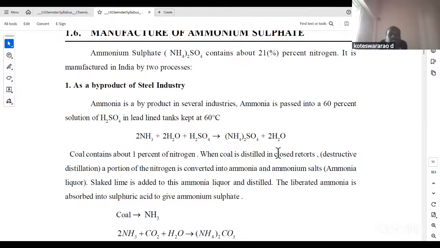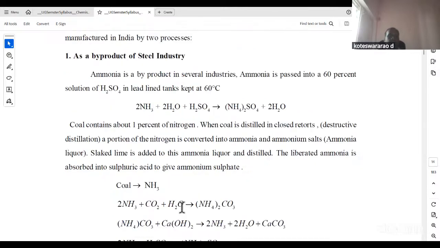When coal is distilled in closed retorts, destructive distillation, a portion of the nitrogen is converted into ammonia and ammonia salts. The ammonia released in that reaction is cooled down, which leads to the ammonia liquor. To that ammonia liquor we are adding slaked lime. Slaked lime is added to the ammonia liquor and distilled. The liberated ammonia is absorbed into sulfuric acid to give ammonium sulfate.